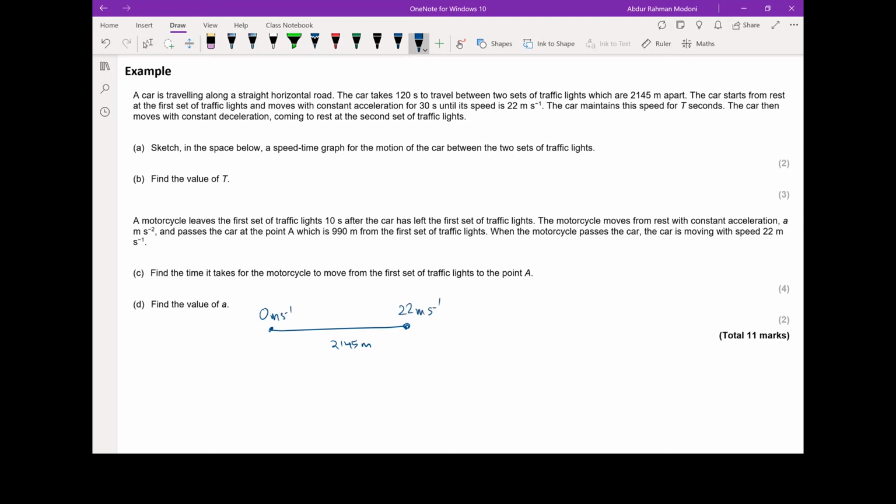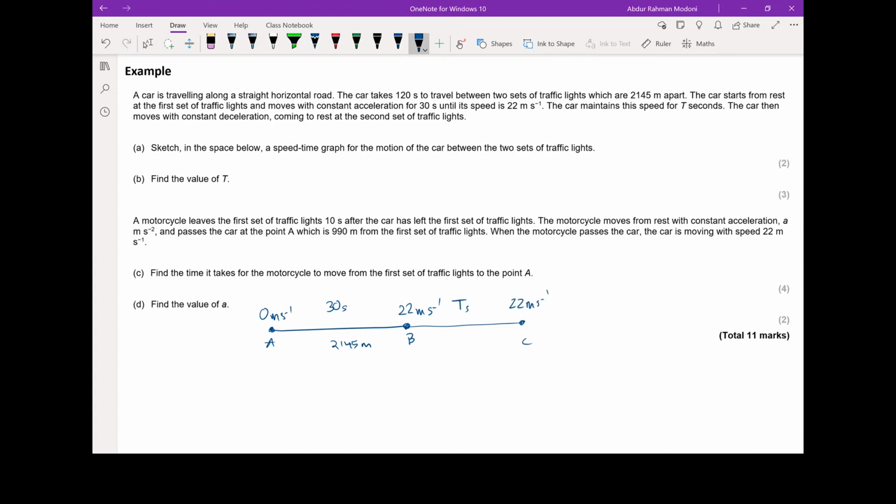And throughout this journey from the start, let's call it A to B, it is constant acceleration, and it's accelerating for 30 seconds, so time here is 30 seconds. And the car maintains this speed for t seconds afterwards. From point B, let's say it goes to point C, it maintains that same speed, so it'll have 22 meters per second at that point, and it maintains this for t seconds.